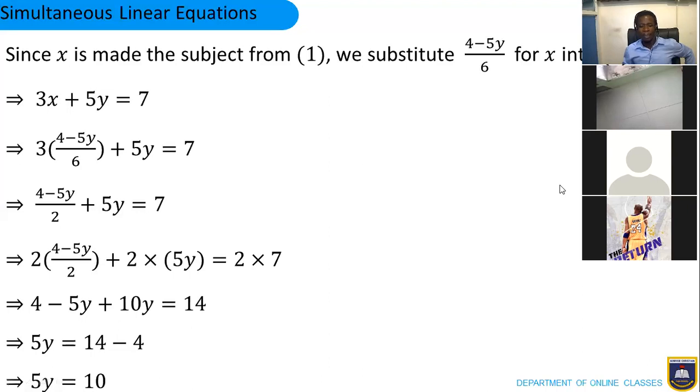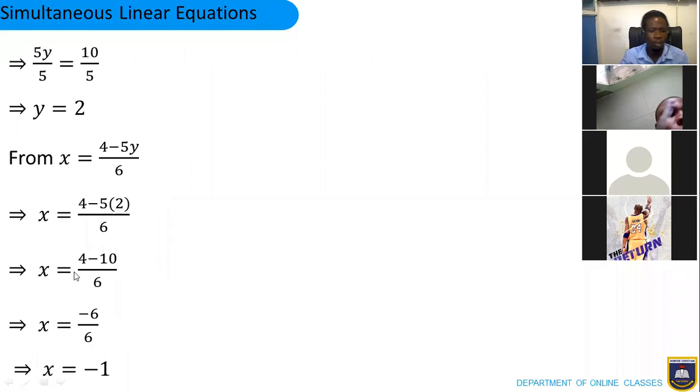So that will give us 5y. Then the 4 will go to the 14. So that will give us 14 minus 4. It's 10. Say 10. Okay. So we have 5y is equal to 10. So that will give us, we divide both sides by 5. We're going to get y is equal to 2.